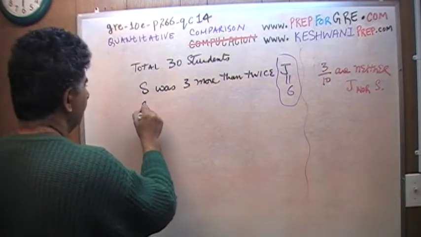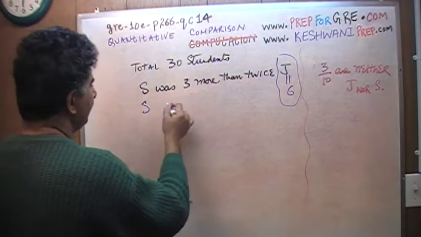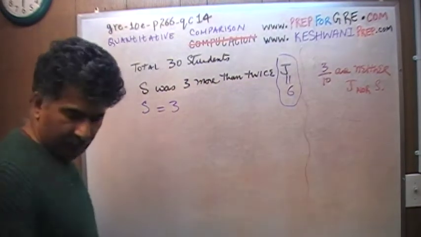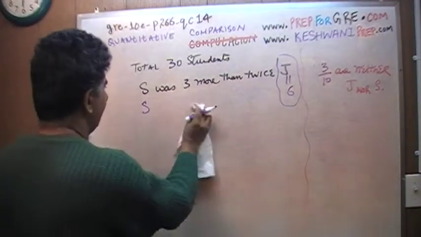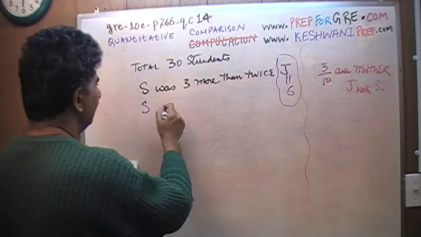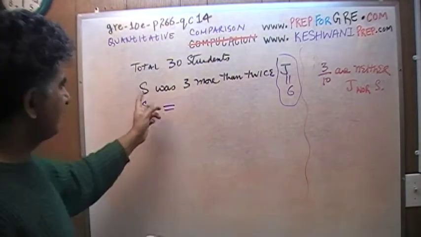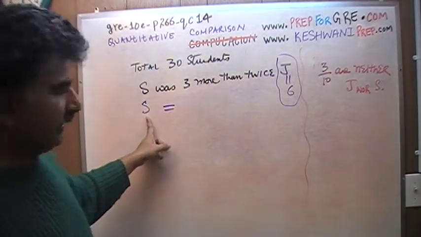Seniors, I'm told, seniors are 3 more. See, whenever you see the word is, was, will be, that means equal sign. So I'm going to translate this sentence here into mathematical language. This English language sentence I'm going to translate into mathematical language.